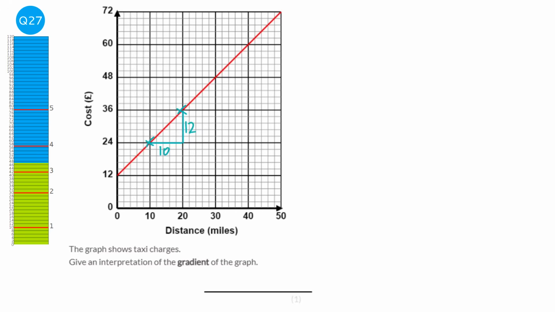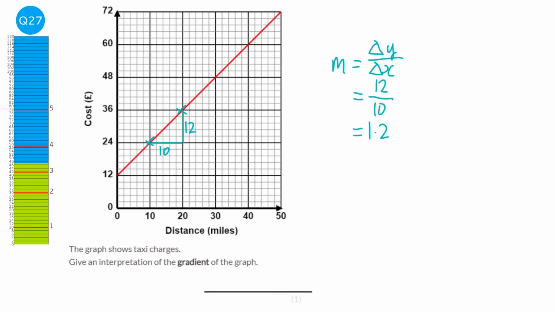And to work out the gradient, which you can call m, or you can just write out the word gradient, it's change in y over change in x. So how much has y changed over how much has x changed? So y is this one here, so it's changed by 12, and x has changed by 10. So it's 12 divided by 10, which is 1.2.